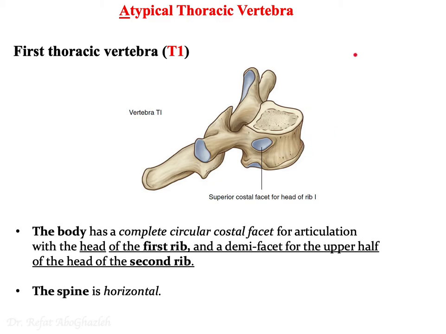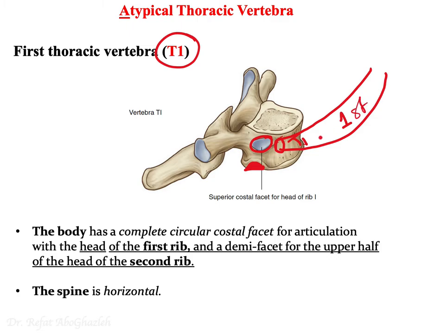Now, why are the first thoracic vertebra and the last four thoracic vertebrae atypical? Okay, let us come to T1. This is T1. The body does not have upper and lower demifacets. The body has a complete circular facet and the lower demifacets. We are okay with the lower demifacet, but typically it should be a demifacet, not complete. Why? You remember the first rib, and this is the head of the first rib. It should have two demifacets, but the first rib has only one facet on its head. That's why it's also atypical.